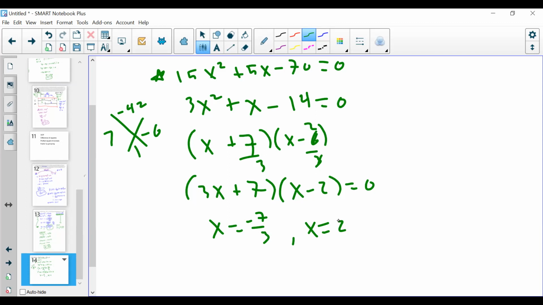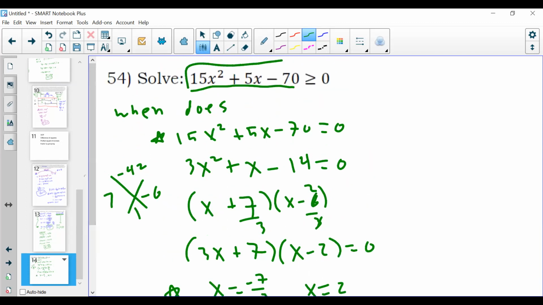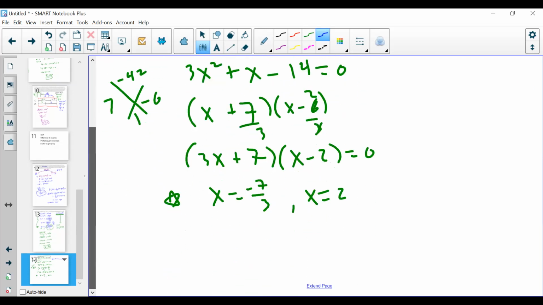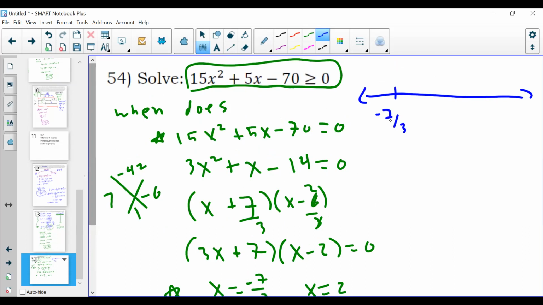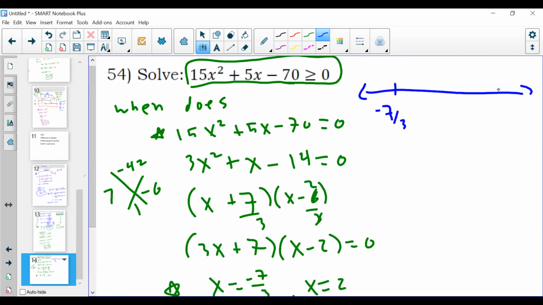Everyone with me so far? All right. So from here, once you have your x-intercepts, I go back to this inequality and draw a rough sketch of what it looks like. I figured out my x-intercepts are negative 7 over 3 and positive 2. And it's a positive quadratic, so my quadratic's facing up, and it's going to look something like this. You can draw the x-axis and y-axis here if you want to. It doesn't really matter, but the quadratic is going to look something like this.